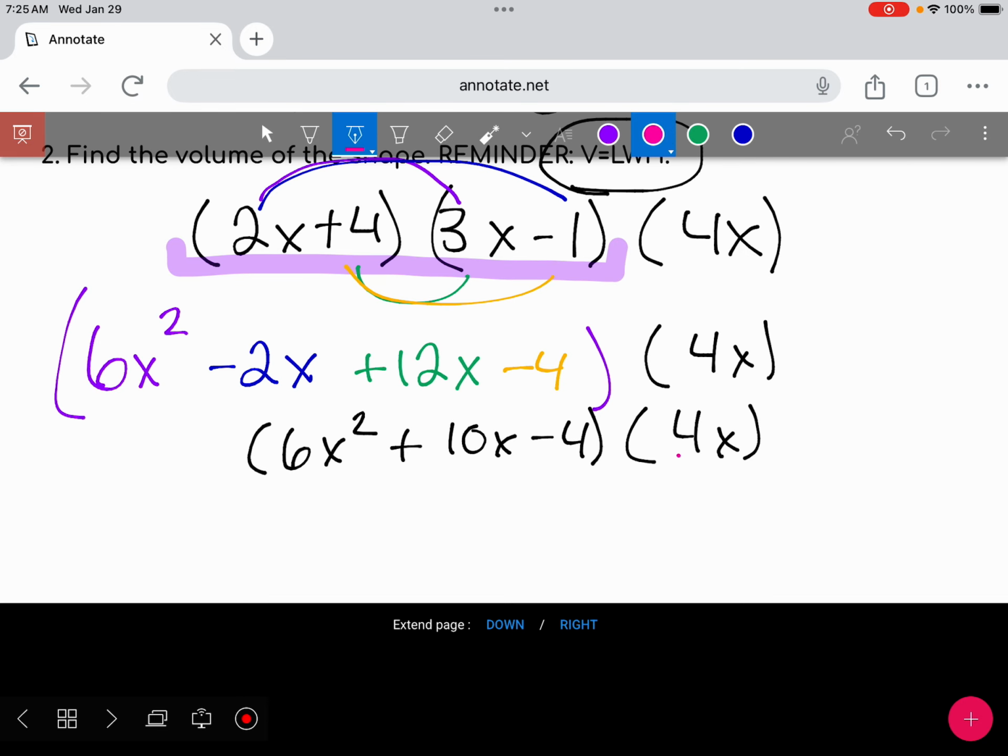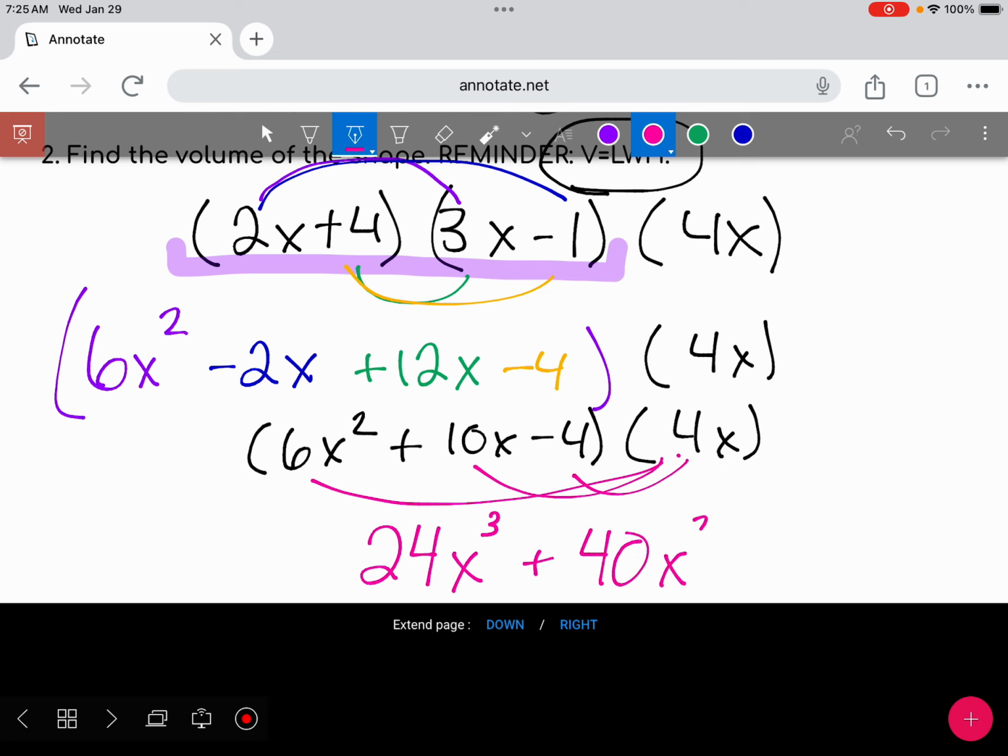So we're going to wind up with the 6x squared times the 4x, the 10x times the 4x, and the minus 4 times 4x. So 6 times 4 gives me 24. And x squared times x gives me x cubed. My 10x times 4x, 10 times 4 gives me 40. X times x gives me x squared. And 4 times 4 gives me 16 times x.